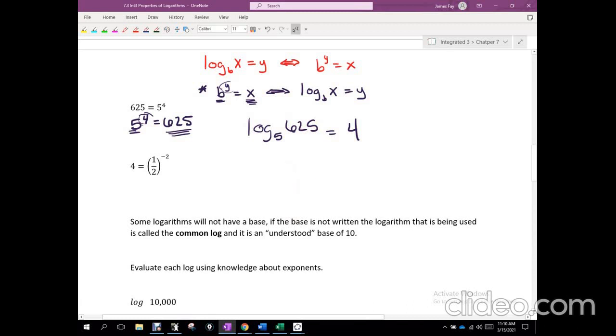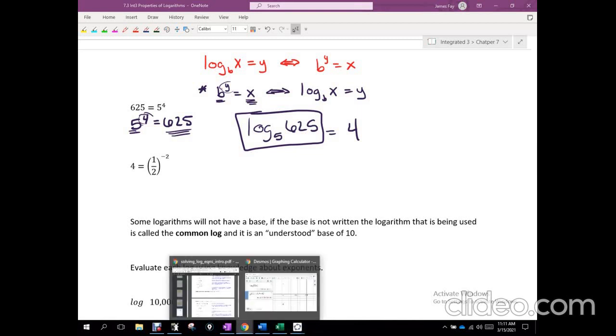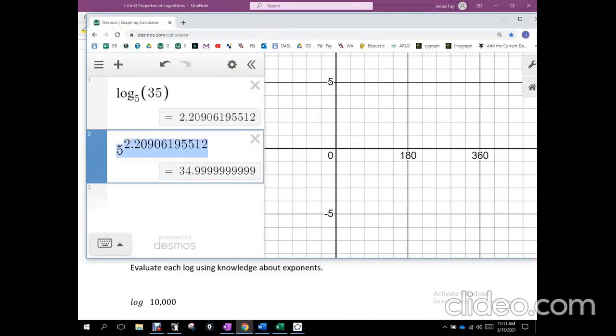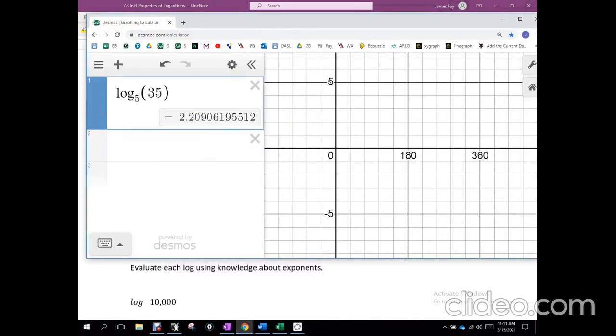Okay. Now, let's see. What we're saying is that when somebody tells me that 625 equals 5 to the 4th, they're telling me that the log base 5 of 625 is the number 4. So let's take our Desmos calculator and see that. Let's say I take log base 5 of 625. Does it give me 4?